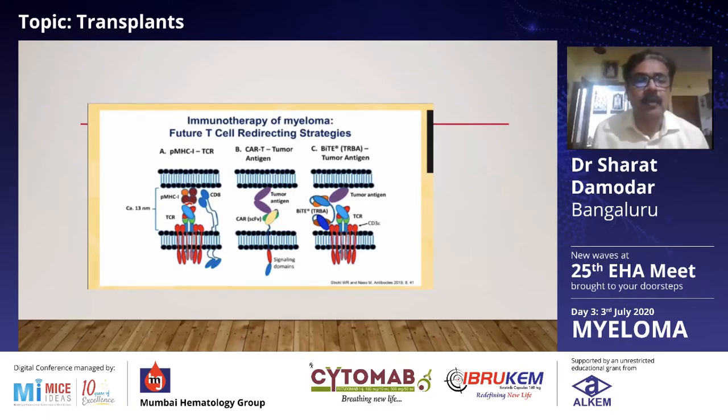So they need to come close to each other, bind to the MHC complex there, and then mount an immune response. That's the basis of any of these immune-based therapies. Now, what's the logic used in CAR-T cell therapy?